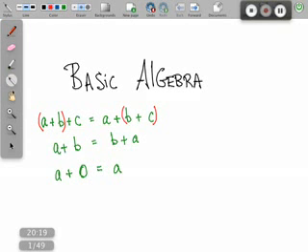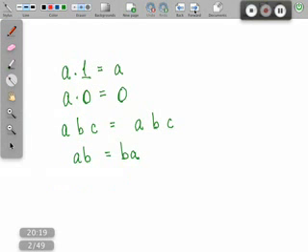We also have the commutative property, where we have A plus B equal to B plus A, and the additive identity where we add 0 to A and we are returned with A. There are many of these. I'm only going to show a few of them. We have the multiplicative identity. We have multiplication by 0.